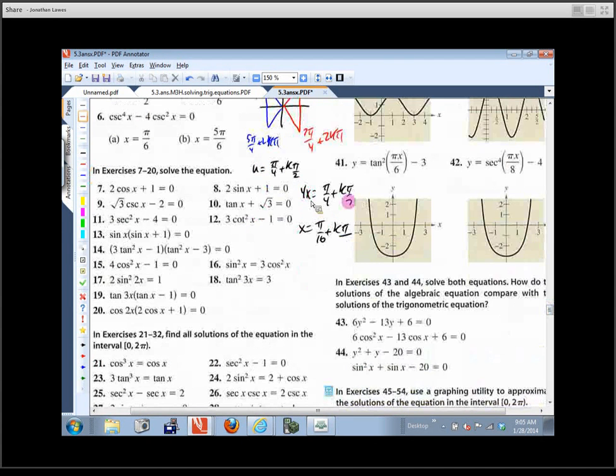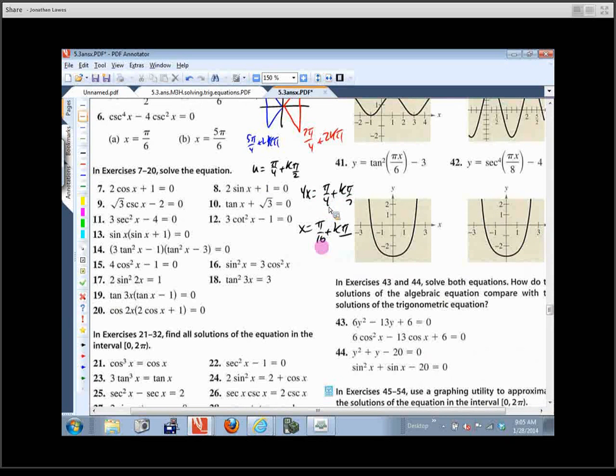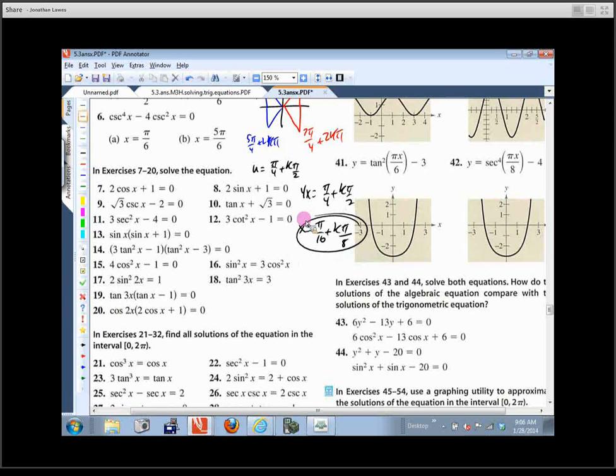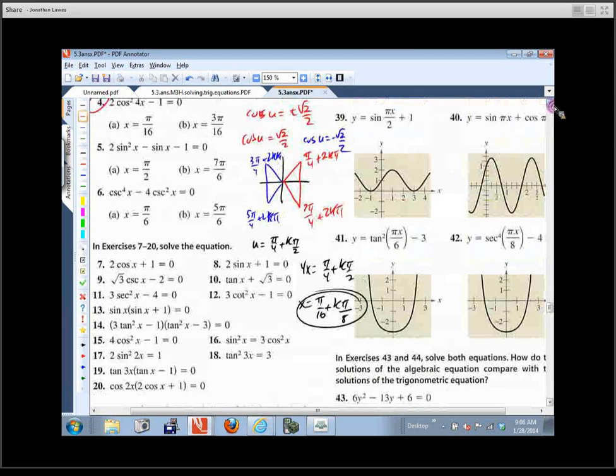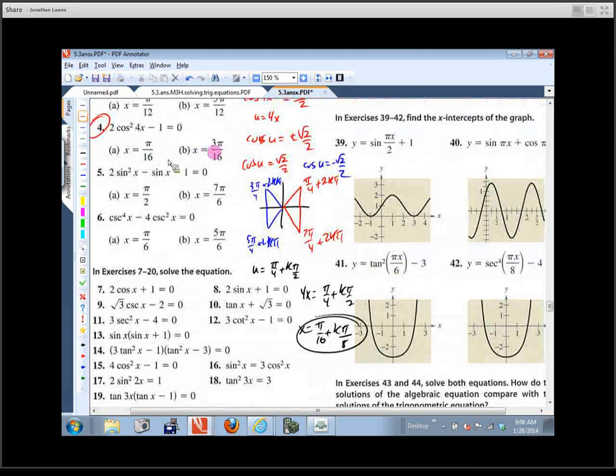If I divide everything by 4, I times the bottom by 4 to get 16, times the bottom by 4, and I get 8. And that right there would be the answer set. So if you look at number 4, which one actually works? Definitely A. Does this one work?